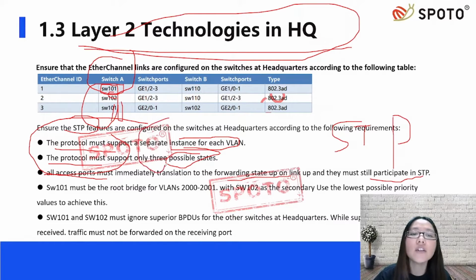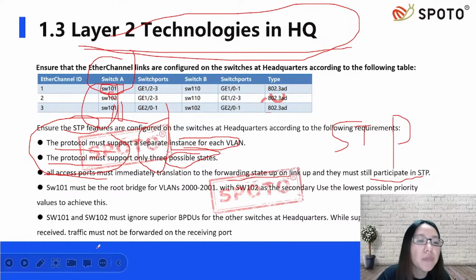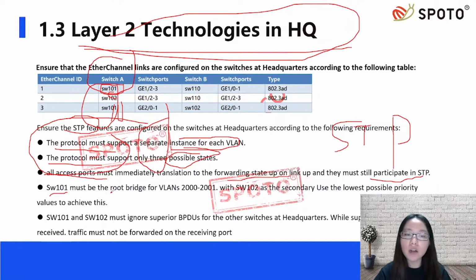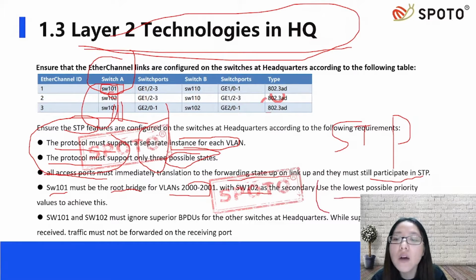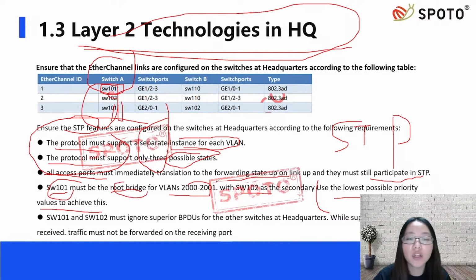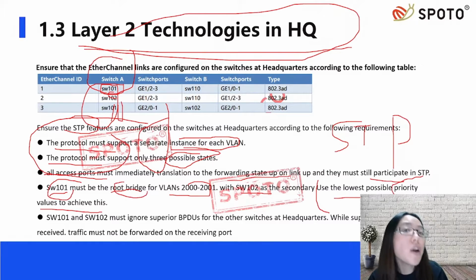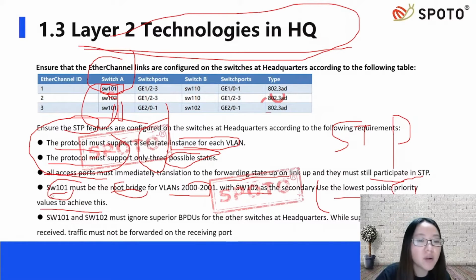According to this requirement, which STP type should we use? You can think about it yourself, and you can also see that switch 101 must be the root bridge for VLANs 2000 and 2001, with switch 102 as the secondary. Use the lowest possible priority values to achieve this. So switch 101 will be root bridge, and we need to use root priority to set the priority values.